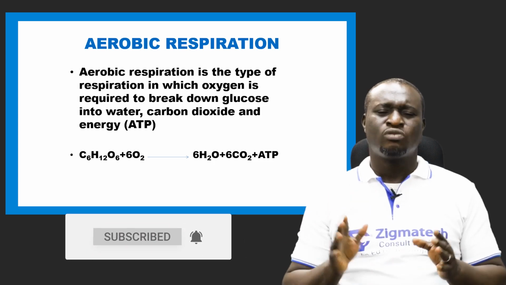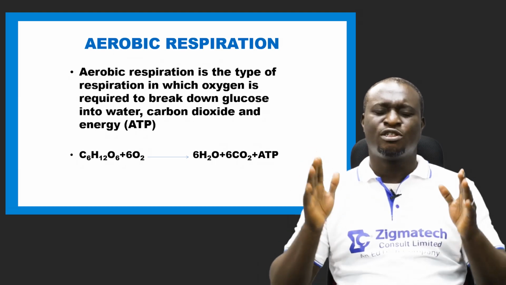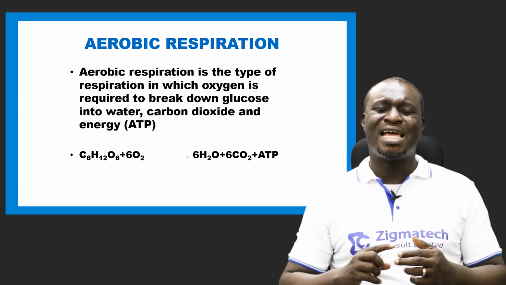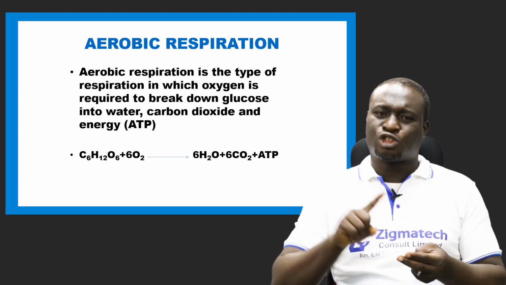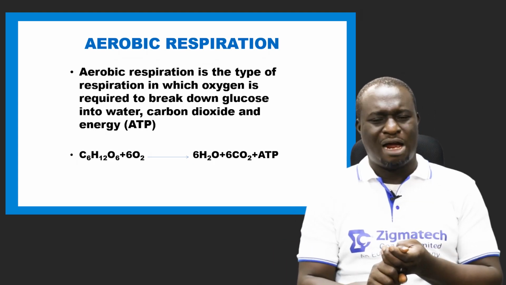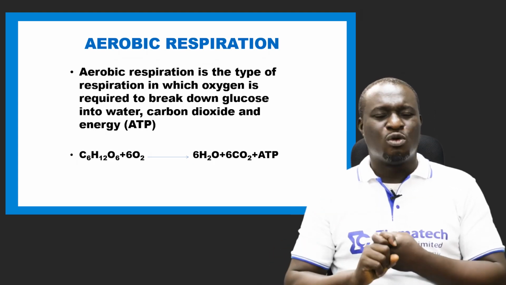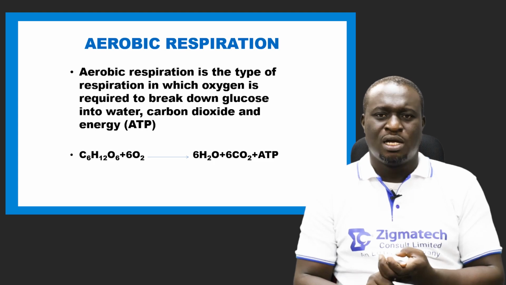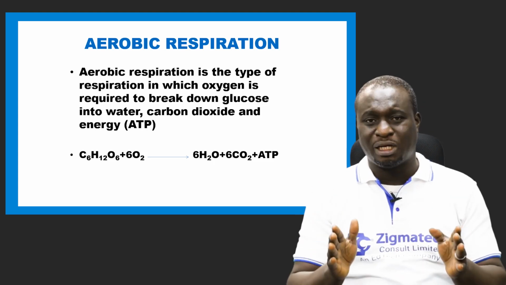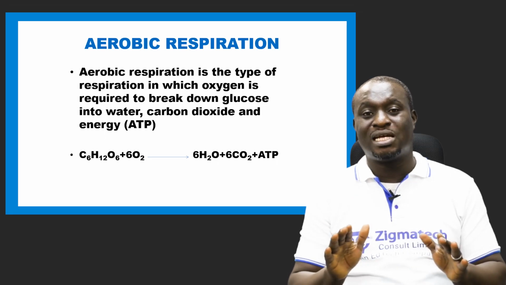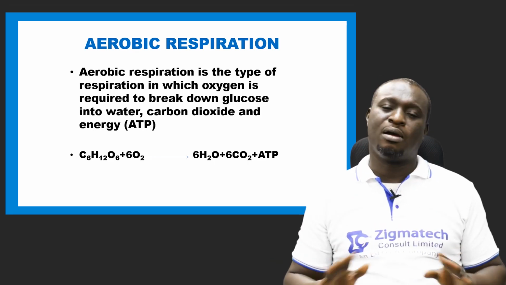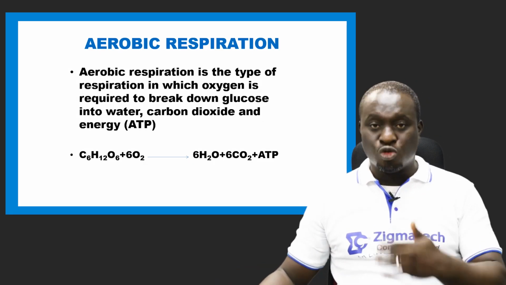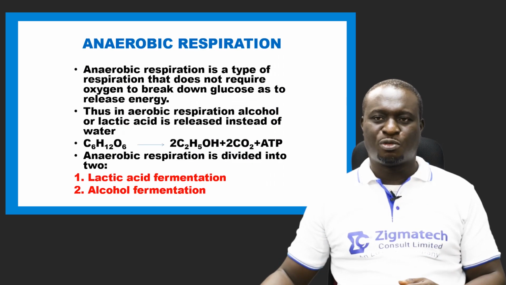Now, what is ATP? ATP simply means adenosine triphosphate. ATP can be defined as the form in which energy is produced in the cells, stored and used up by the cells. So anytime you see the word ATP when we're discussing respiration, it's simply talking about energy. So that's the chemical equation that represents aerobic respiration.